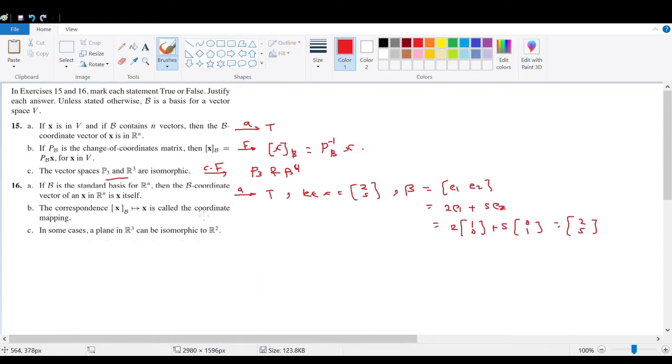This one is true. Then B, the correspondence from X to the B coordinate vector of X is called the coordinate mapping. This one is false. It should be from X to the coordinate vector of X. In some case, a plane in R3 can be isomorphic to R2. This one is true when the plane passes through the origin. So if the plane passes through the origin, the plane is isomorphic to R2. So this one is true.